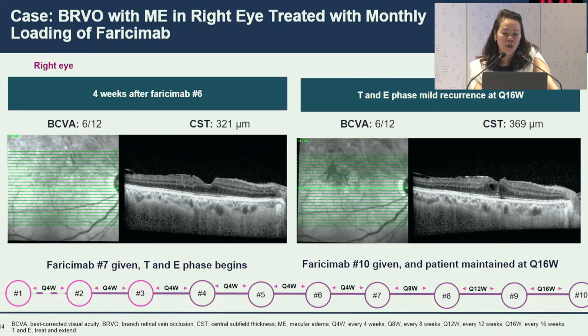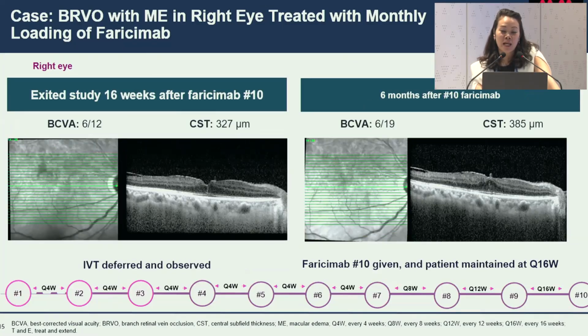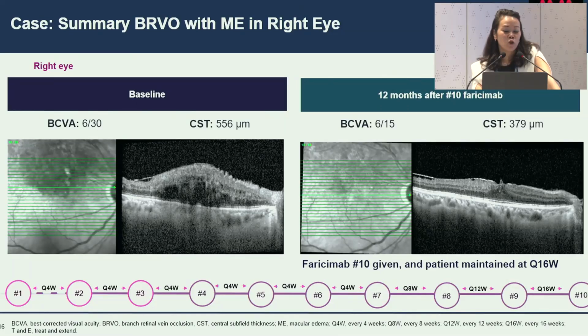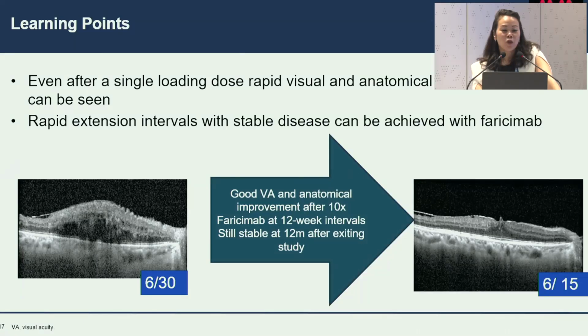There's a slight recurrence at the 16 weeks, but generally the visual acuity remains stable, and we maintain the patient at the 16-week interval. You can see the patient exited the study after 16 weeks, and they actually never had another dose of faricimab for 6 months, and the anatomical stability is still very well maintained. Visual acuity is about 6/12 to 6/19, and you can see right here the dramatic improvement and the stability we get even after the patient exited the study. So really the learning points are, even after one dose, there's rapid visual and anatomical improvement, and you can get rapid extension of intervals very quickly, and they can remain stable with no injections for almost over 6 months, which I've seen the patient now for.